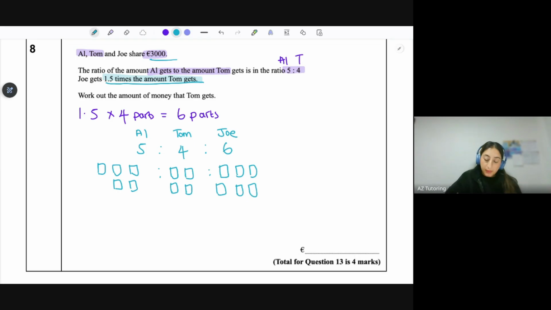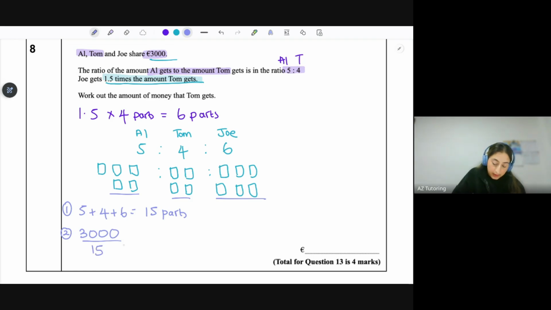So the next step is to add up all the parts. 5 plus 4 plus 6 is just 15. So altogether there's 15 parts. Then we can take the total amount which they are sharing, which is €3,000, and divide that by the total number of parts, which is 15 parts.